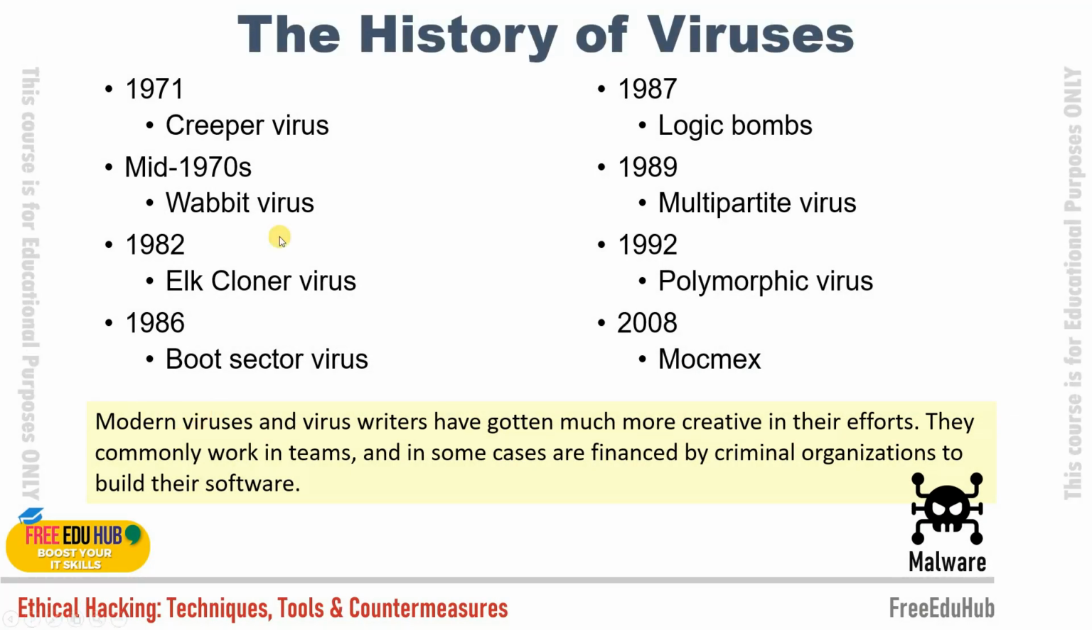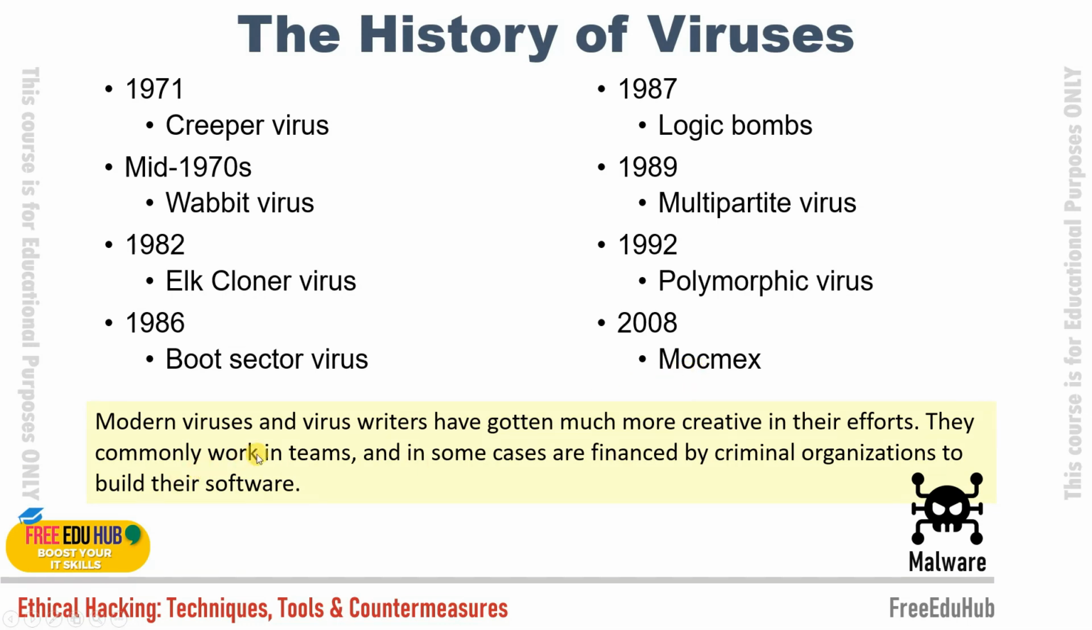Now we'll look at some of the basic details, like the history of viruses. In 1971, a virus called Creeper was released, and in the mid-1970s we had the Wabbit virus. In 1982, the Elk Cloner virus appeared. In 1986, the boot sector virus, which used to sit on the boot sector of computers. In 1987, the first concept of logic bombs came. Then in 1989, the multipartite virus came, which we'll cover shortly. In 1992, we had polymorphic viruses. And in 2008, the one which created lots of problems and affected many computers was Mocmex.